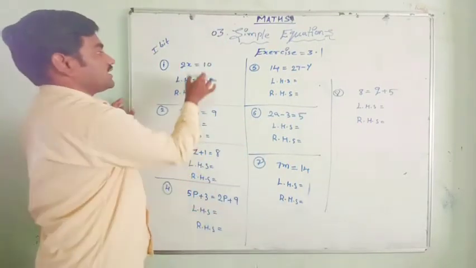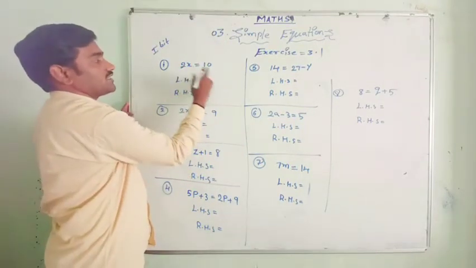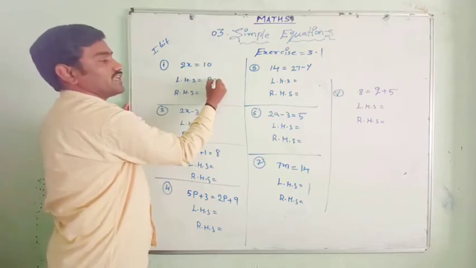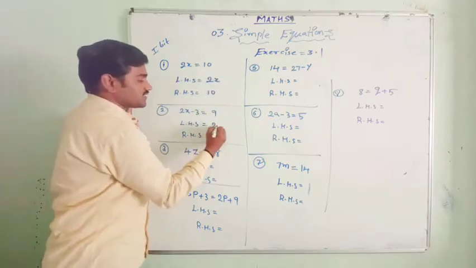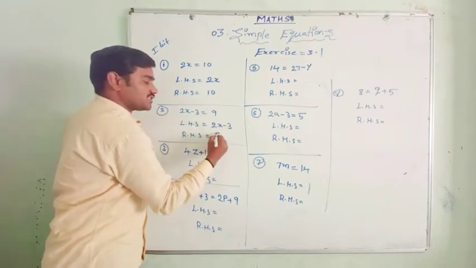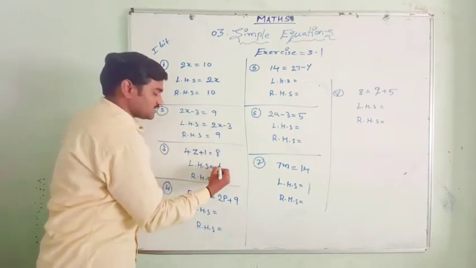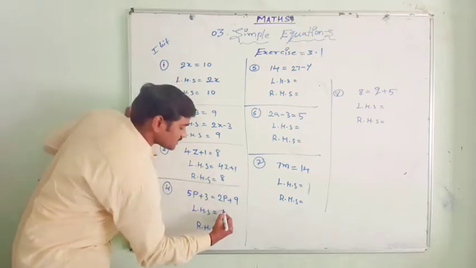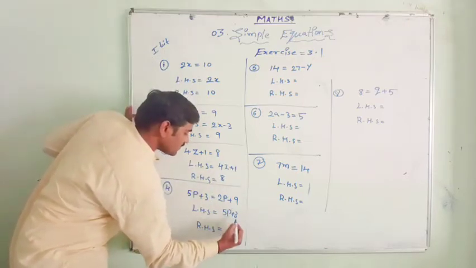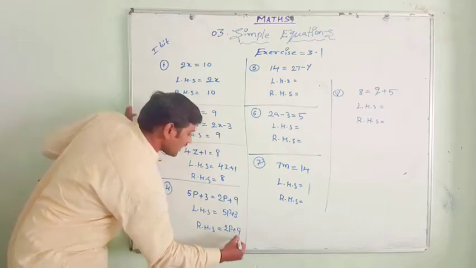What is LHS in this? Left hand side, that is before the equal symbol, that is 2x. RHS is 10. Here LHS is 2x minus 3. RHS is 9. Here the LHS is 4z plus 1. RHS is 8. LHS is 5p plus 3. RHS is 2p plus 9.